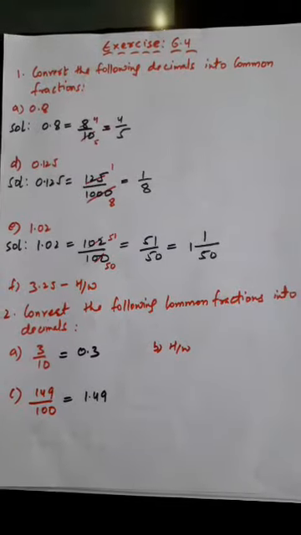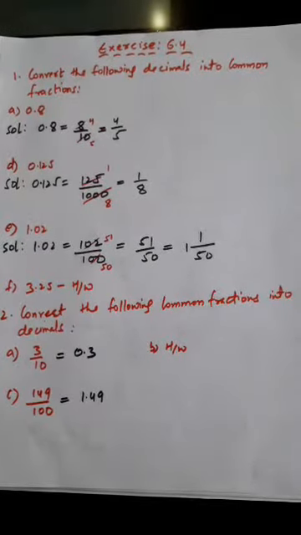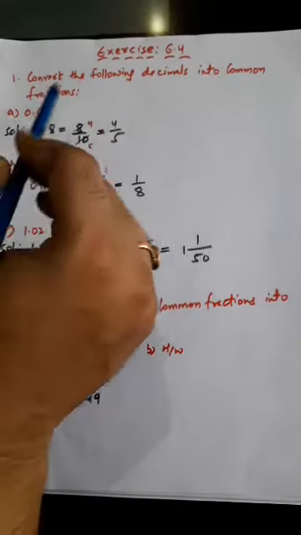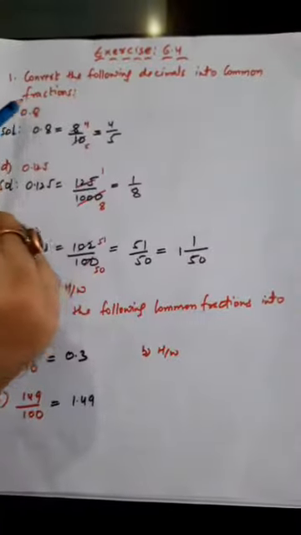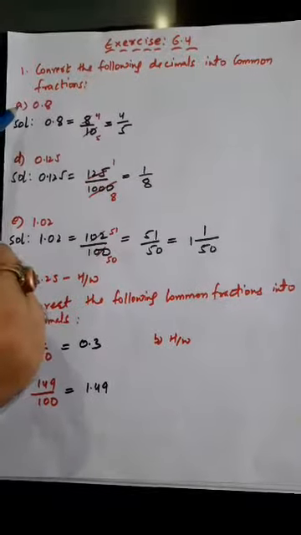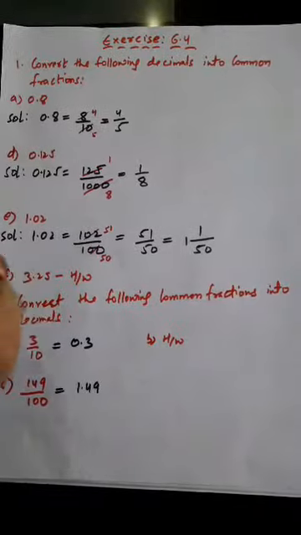Students, today we will do exercise 6.4. So question number 1 is convert the following decimals into common fractions. Okay, A part is 0.8.